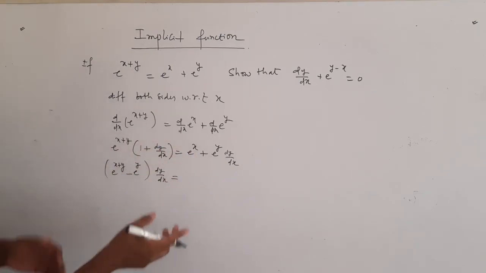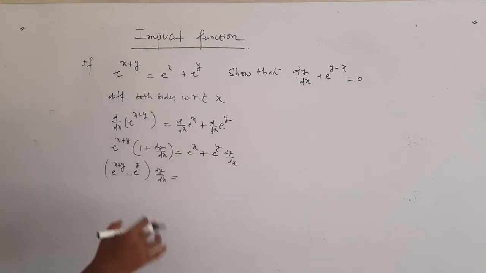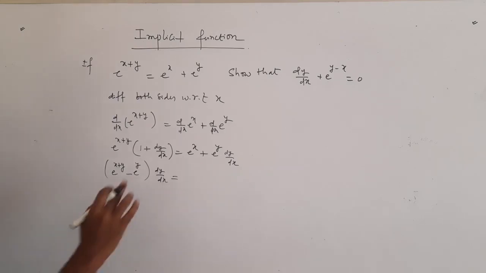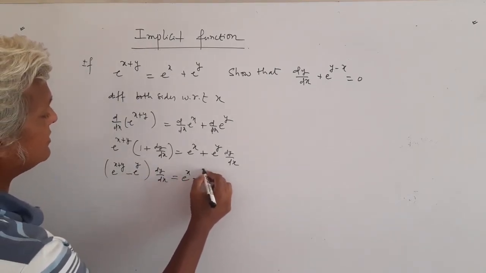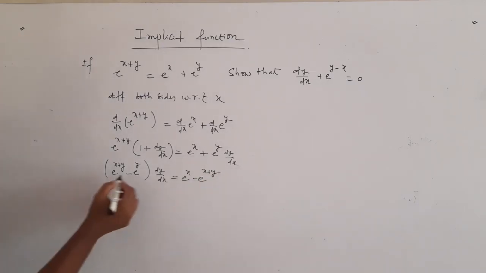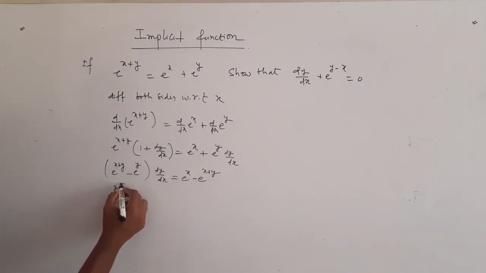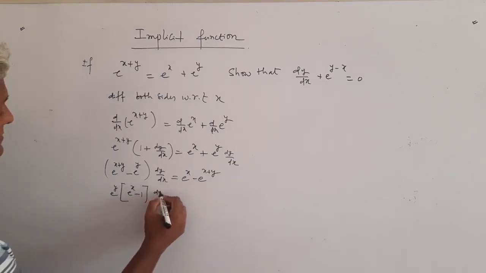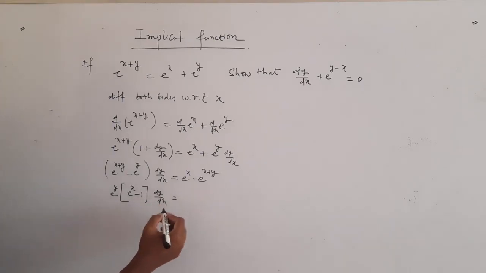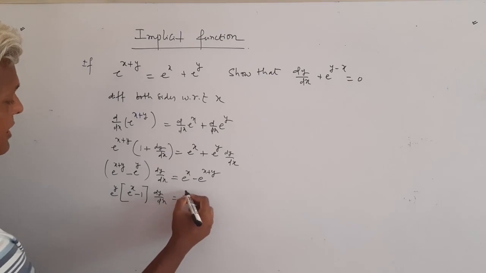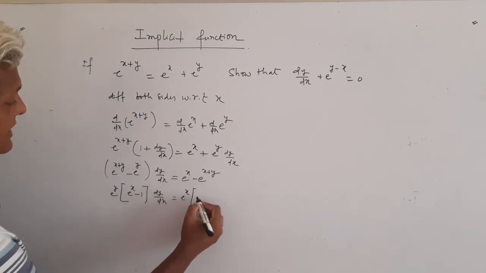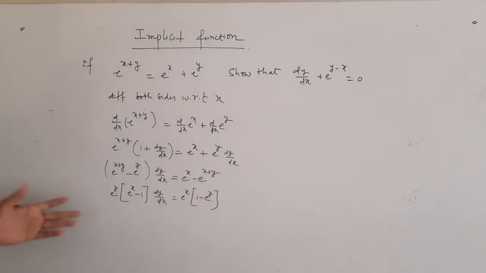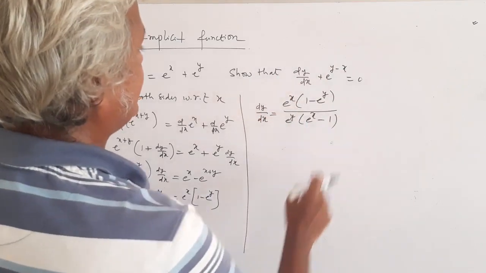If you want to go by other ways, then you just dissolve the bracket and then try to keep the dy by dx things together and the non dy by dx things together. But right now I want to do it in a hurry. So e to the power x minus e to the power x plus y. Now from here you can take e to the power y common, so you will get e to the power x minus 1 dy by dx. And then here you can take common e to the power x, and then you will get 1 minus e to the power y. Now we have to show that dy by dx plus e to the power y minus x.